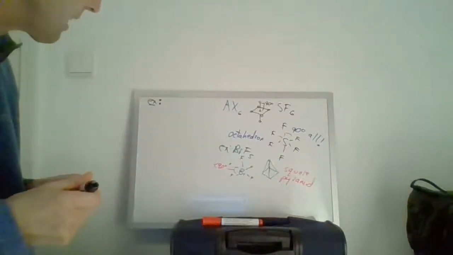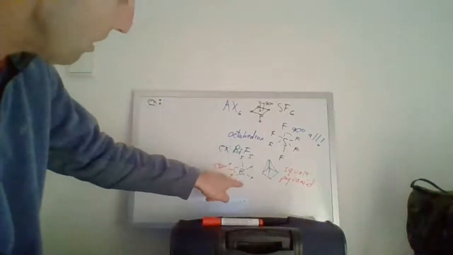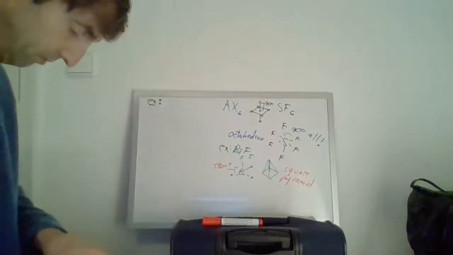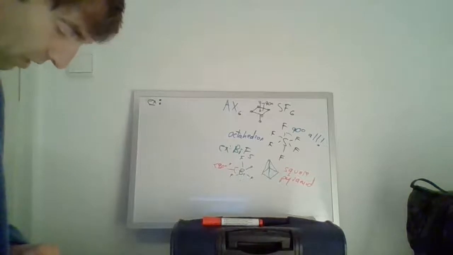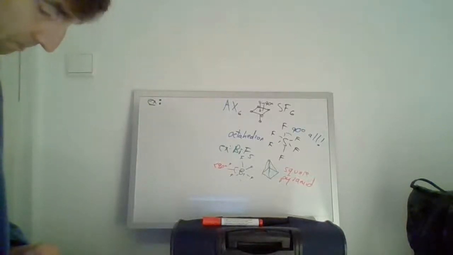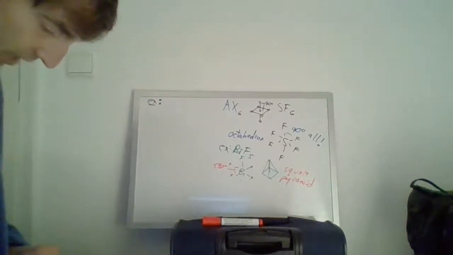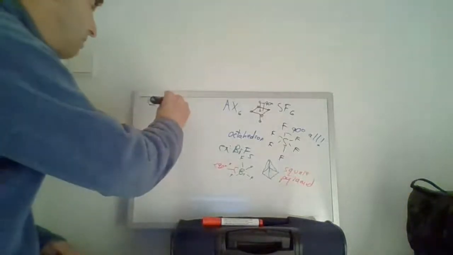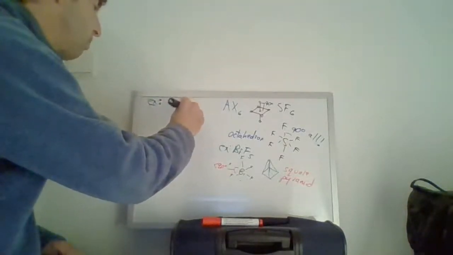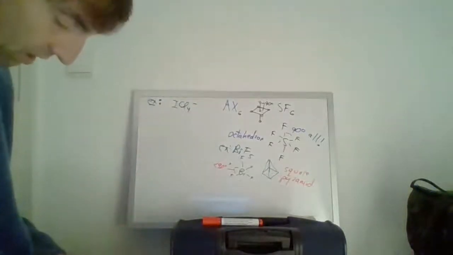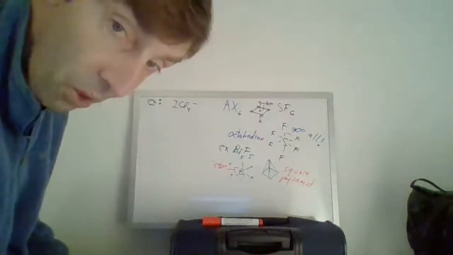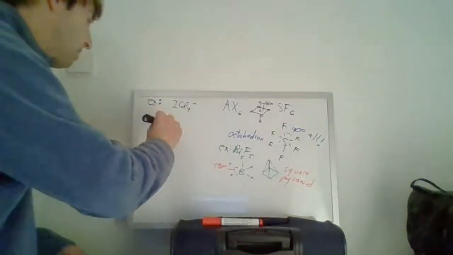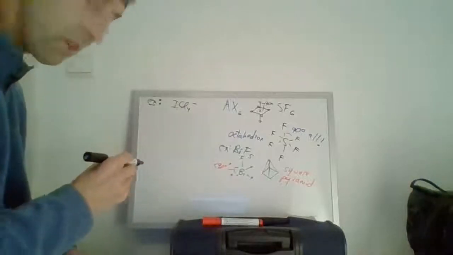Okay, so we put in one unshared pair. Now we're going to put in 2. And we're going to do ICl4 minus, the tetrachloroiodate ion. You don't need to know that. Okay, so we got, turns out we got 2 unshared pairs.